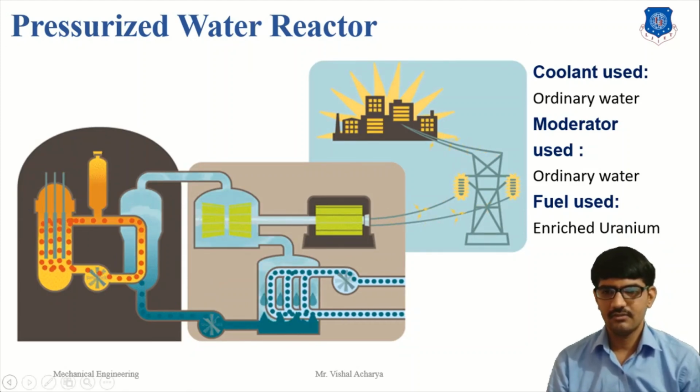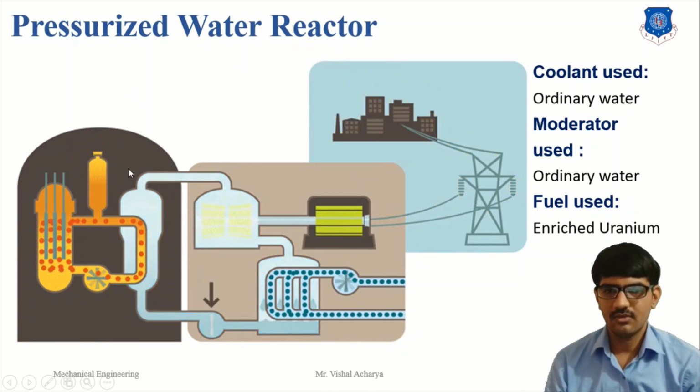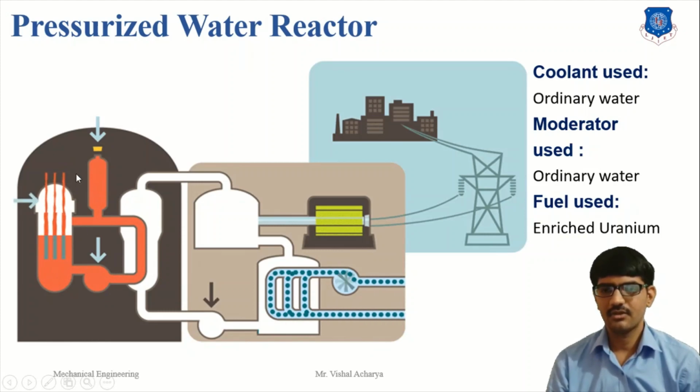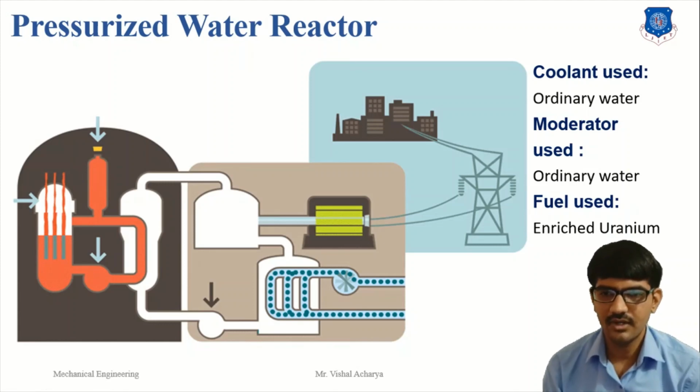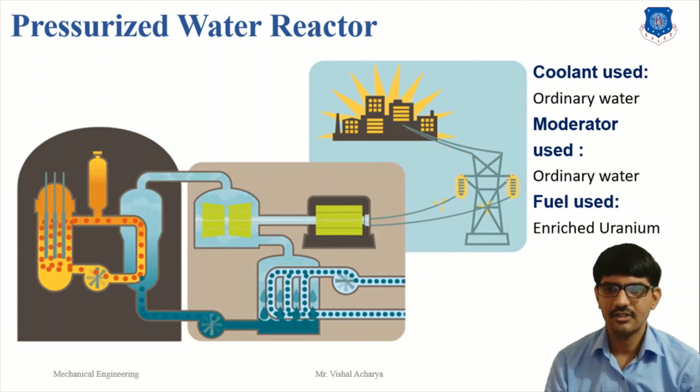Here, first, a pressurizer tank is used to maintain constant pressure in the primary circuit. There are two circuits: the first is the primary circuit and the second is called the secondary circuit. In the primary circuit, the pressurizer is used for constant pressure. In a pressurizer, there are two main components: first is the electrical heater, and second is the sprayer.